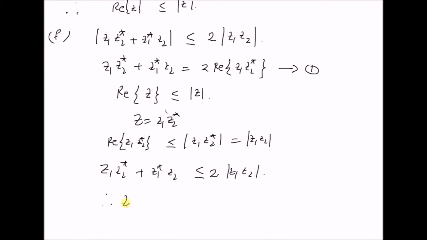Therefore, the absolute value of z1 z2 conjugate plus z1 conjugate z2, that is, the absolute value of this real number, is always less than or equal to 2 times the absolute value of z1 z2. The only difference between these two expressions is that we ignore the sign of this real number, and therefore its absolute value is always less than 2 times the absolute value of the product z1 z2, which is always a positive real number.